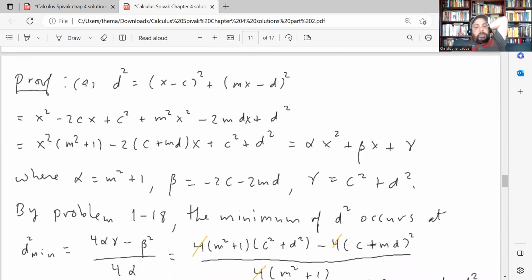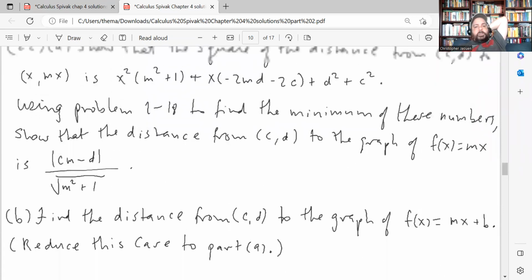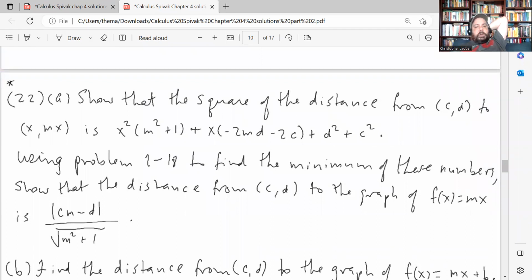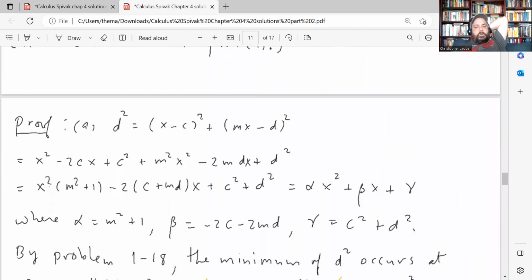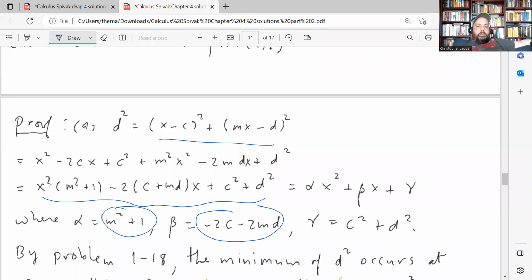So using the distance formula to find the distance from the point to this line here, I'm using the square of the distance just so we don't have to think about square roots. The distance formula gives you this. Then just simplify everything and rearrange things. Again, it's just algebra. When you do that, you get a quadratic function in x where the coefficients are m squared plus 1, minus 2c minus 2md, and c squared plus d squared, which is what they wanted us to show.